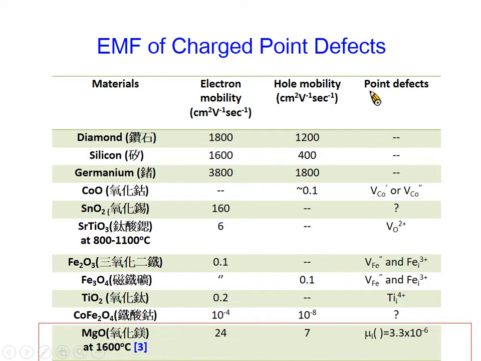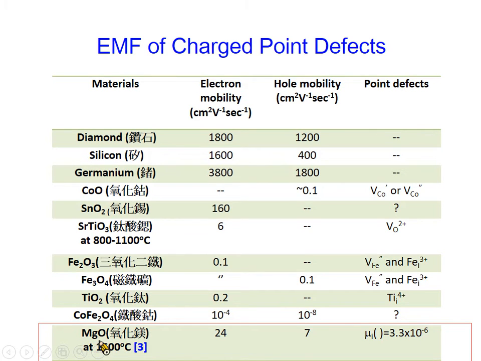Last thing, in the last column, the point defects. The point defects that we see in the previous three are electrons and holes. They are the typical semiconductive materials. However, for the oxides, the ceramics that we use, usually ionic defects form. For example, this is the cation vacancy, cobalt. Cation means the cation, the vacancies. But for strontium titanate, it's oxygen vacancy, and so on.